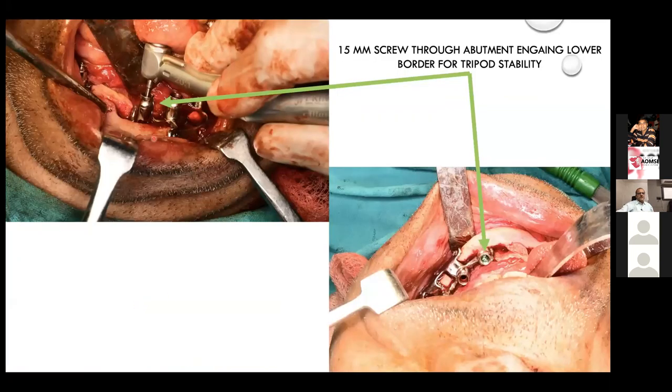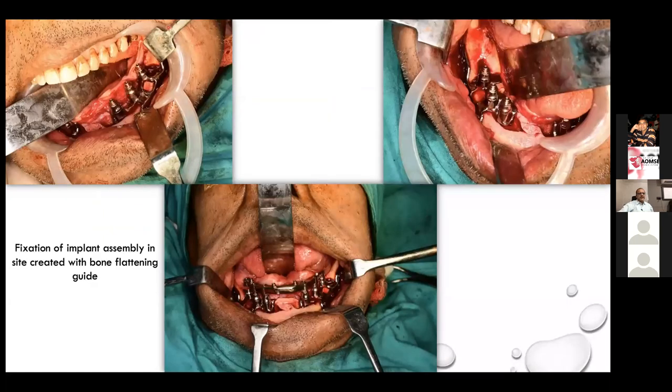So now this is actually the screw engaging. You can see here, there is a 13 millimeter locking screw, which has been fixed from the stud, engaging the lower border of the mandible. And if you see this adaptation, there is no void, there is no gap between the implant and the bone. Even the bar connecting the implant and the abutment is also adapted at the level of the bone. So this is the screw which is engaging the lower border. And once you fix that, you have to fix the multi-unit abutment on top of that. And here you can see the lingual side is not going beyond the bone.